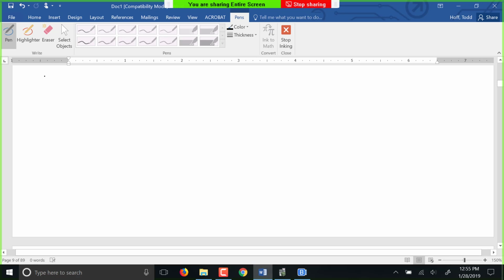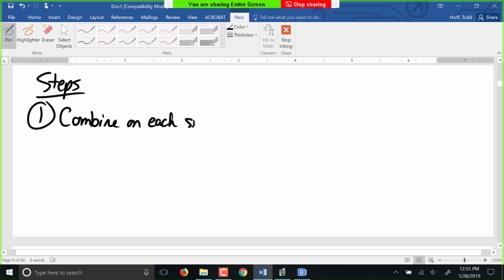Step 1 is to combine on each side of the equation. So wherever the equal sign is, if we combine stuff on each side, we combine it. The second thing we have to do, the second step we have to take, is make sure that they're down to the variable appearing just once.